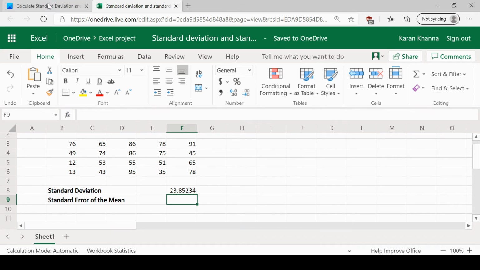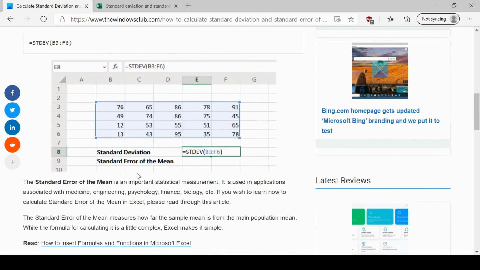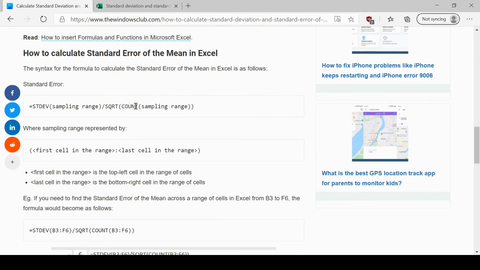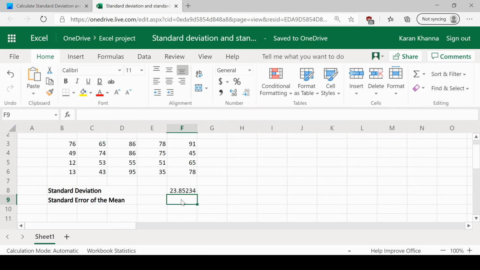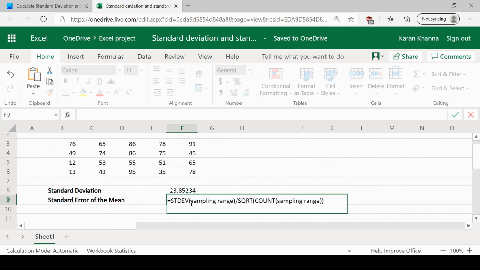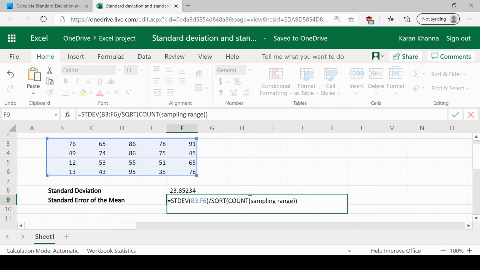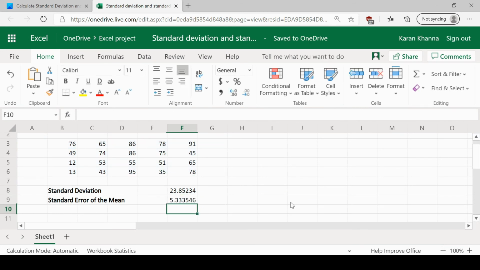Let us check the formula for standard error of the mean. All you need to do is simply copy it and paste it to the cell where you need the results. The sampling range is again B3:F6, and again it is B3:F6. Hit enter and you get standard error of the mean.